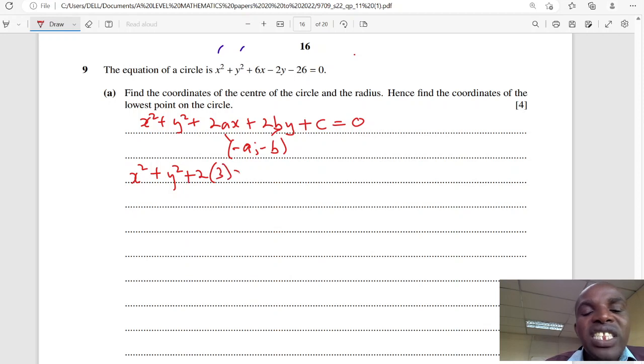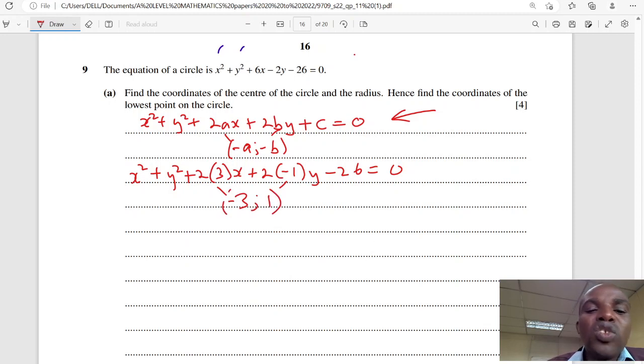Then you factor out 2 on this part. So you'll be left with 3 inside x, so that it will be exactly in this form. Then you say plus, you factor out 2 here. It will be minus 1 inside y. Minus 26 is equal to 0. So center is minus 3, minus minus 1. So minus 3, minus minus 1 is plus 1. So it will be minus 3, 1. So center is equal to minus 3, 1. That's the center. Done. Then, let's find the coordinates of the lowest point on the circle.